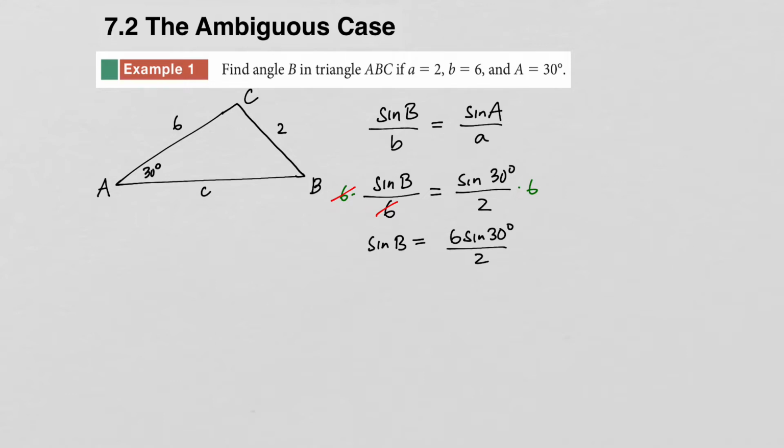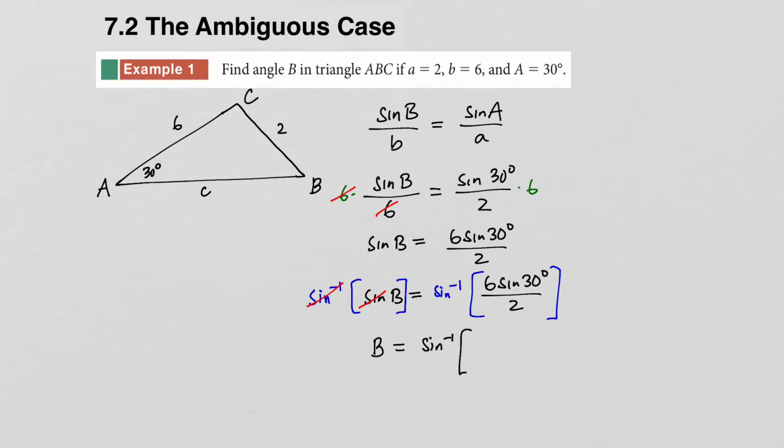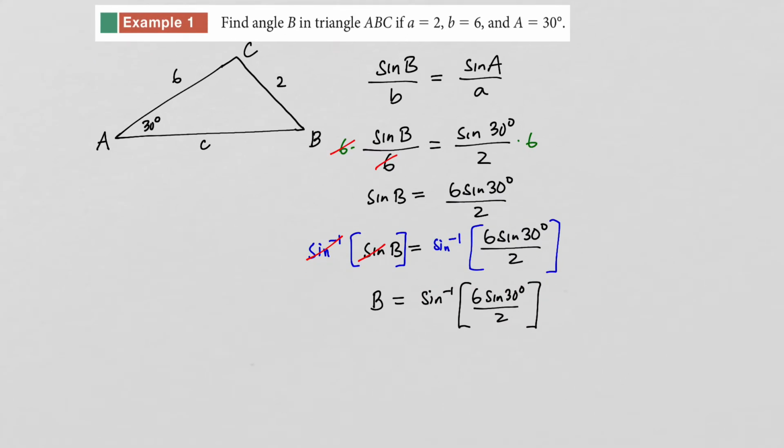Now, to find angle B, we have to use the inverse sine, right? So we're going to basically take the inverse sine of both sides. And by taking the inverse sine of both sides, essentially what happens is the inverse sine and the sine cancel out, giving us angle B. And then we end up with the inverse sine of this expression, 6 sine of 30 divided by 2. Now, you can type this into a calculator separately and then write down the decimal, but I'm just going to type this whole thing into the calculator because the calculator can handle it. So let's go ahead and do that and bring back our result.